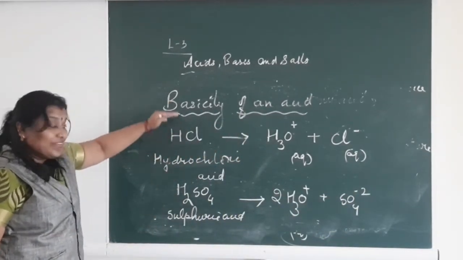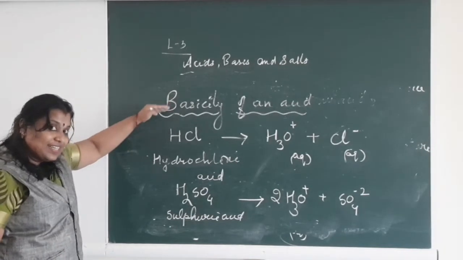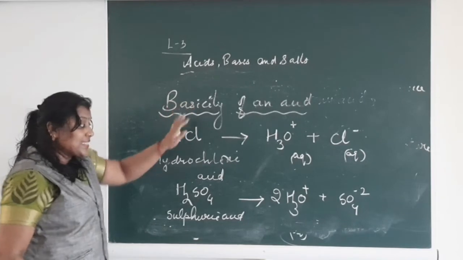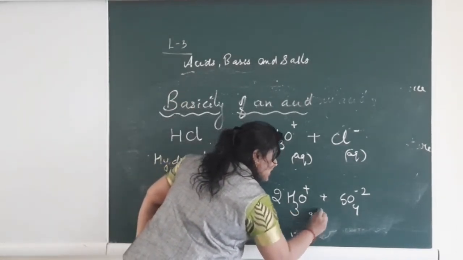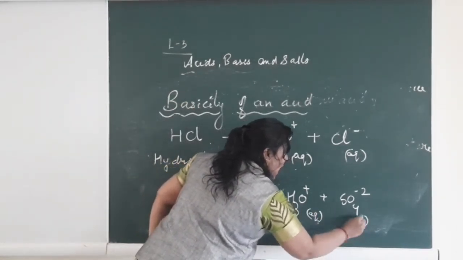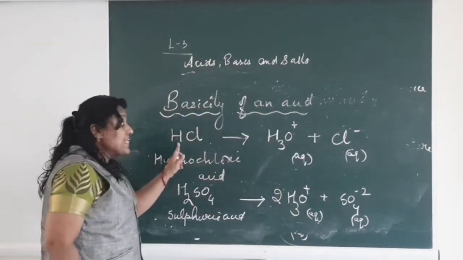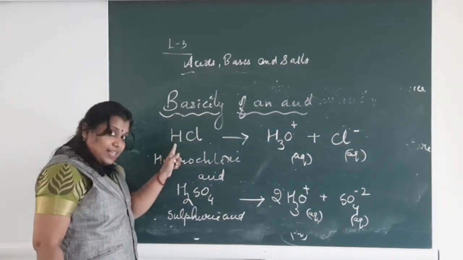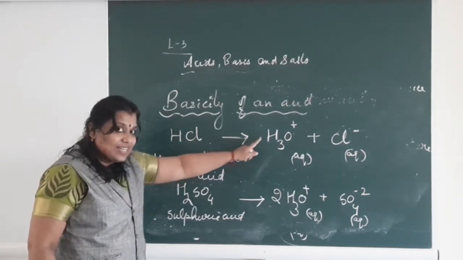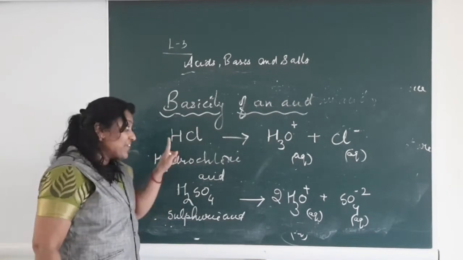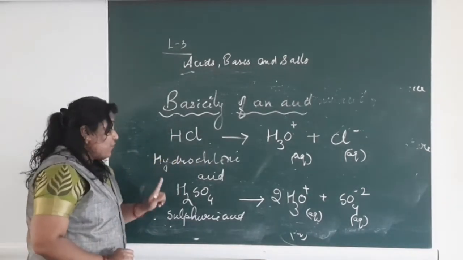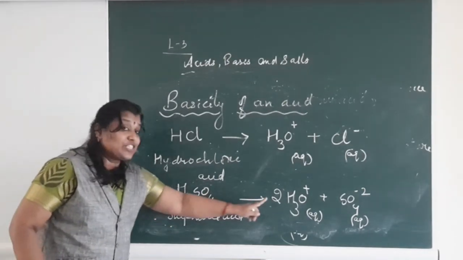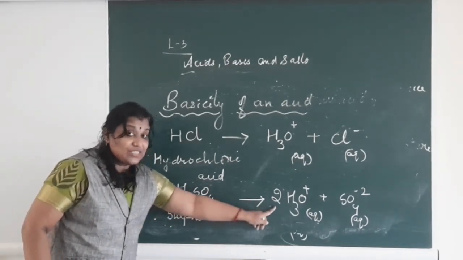Fine? Now can you relate? What is it? Basicity of an acid is the number of hydronium ions an acid furnishes in an aqueous solution. For HCl, what is the basicity? The basicity is 1 because it furnishes 1 hydronium ion. For sulfuric acid, the basicity is 2 because it furnishes how many hydronium ions? It furnishes 2 hydronium ions.